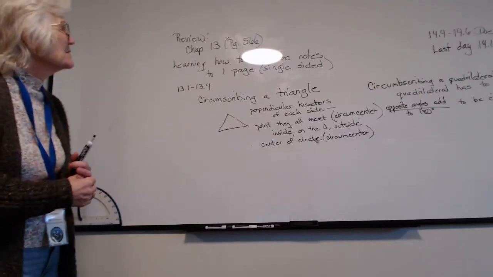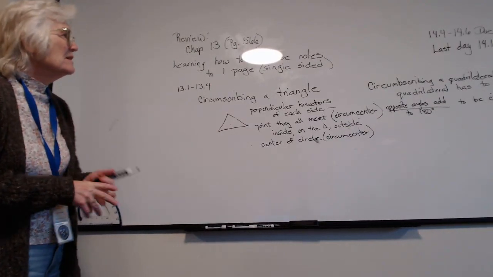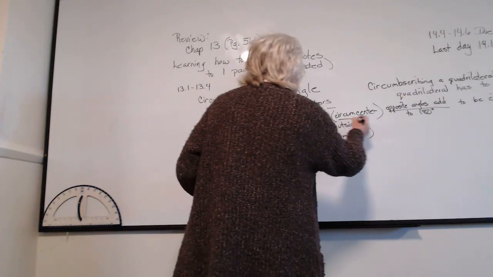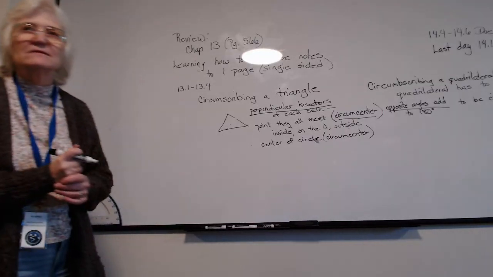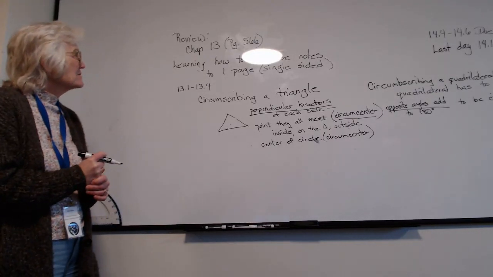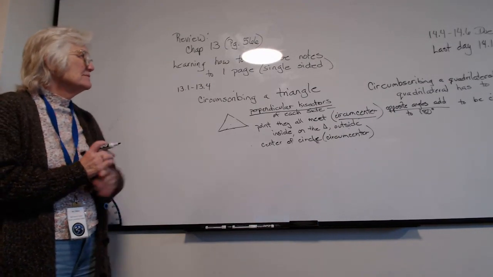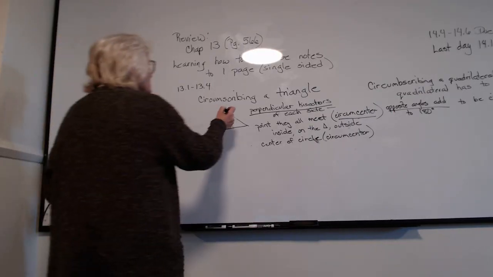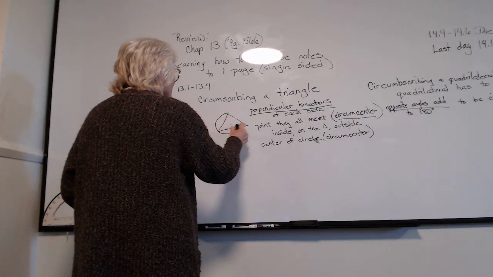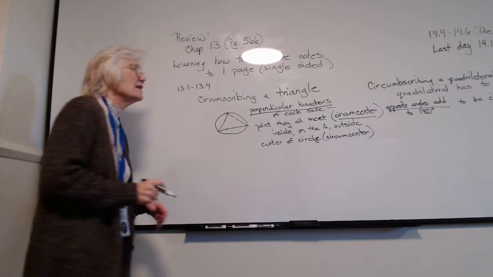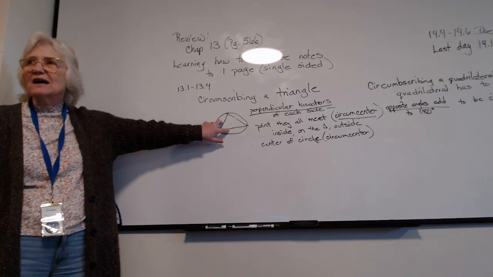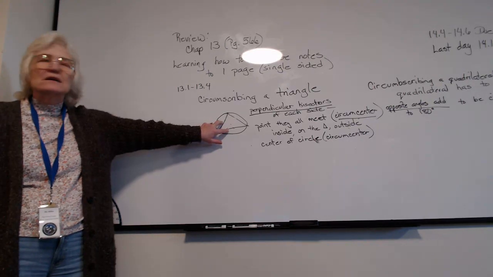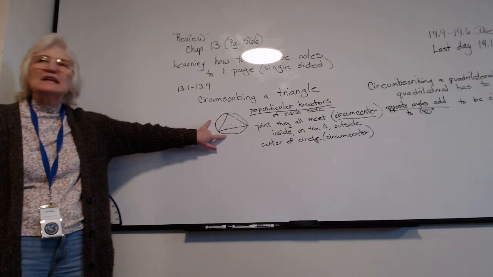Okay, so that's something I would write. Those are some things. The circumcenter is where all the perpendicular bisectors meet. Okay, so that's something to know about. Circumscribing a triangle is basically when you draw a circle around the triangle, so this is inside. Circumscribing is when you're on the outside.